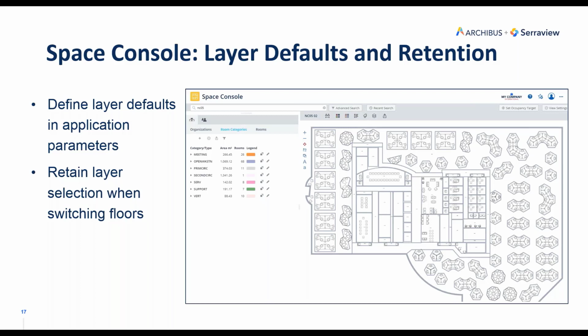And what's more, you can also define defaults in application parameters. You can say, well, by default, I want my furniture to be turned on, but my equipment to be turned off. You can define those defaults so that you have a default layer selection when you enter the Space Console and show your floors.